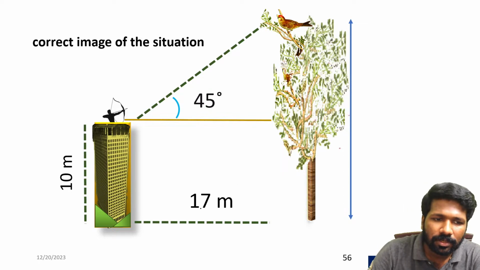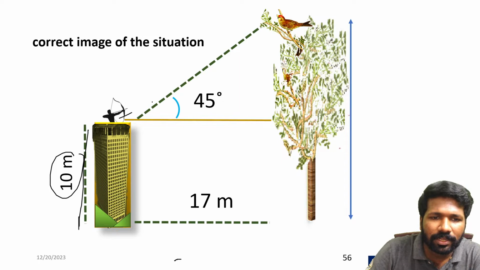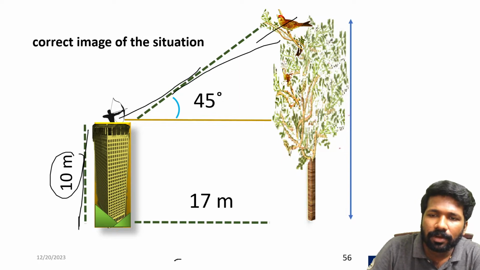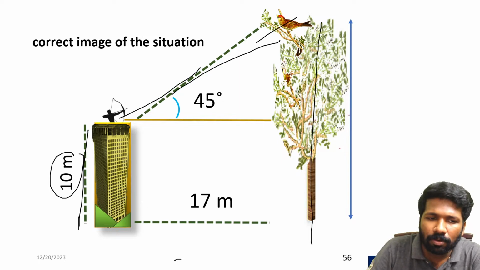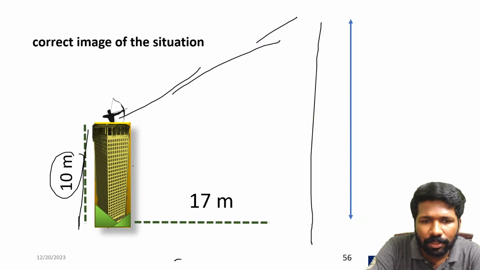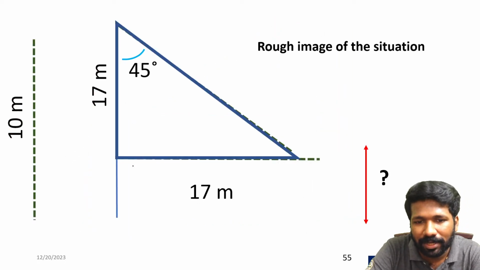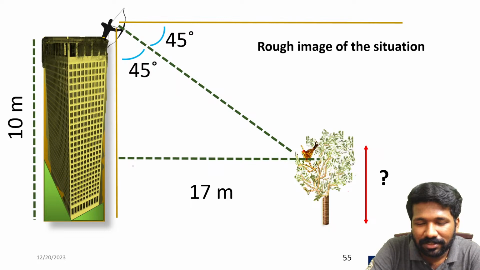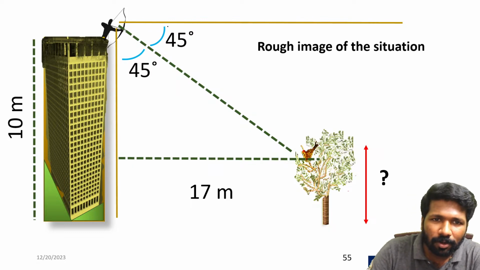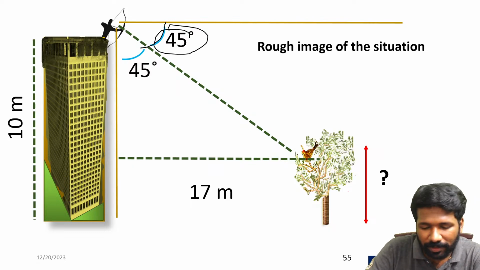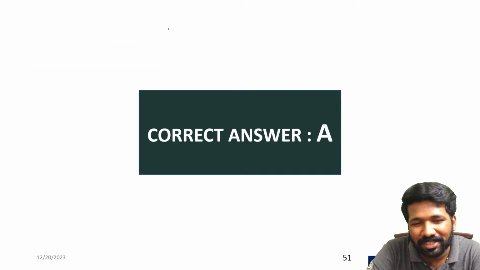A person is on the top of a building 10 meter high. From there he is aiming at a bird which is on a tree which is taller than the building. Some of you may argue, why can't it be shorter than the building, like this? First of all, then it is not 45 degree, this is minus 45 degree. Secondly, look at the options.